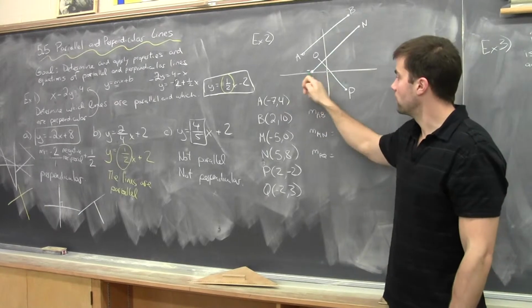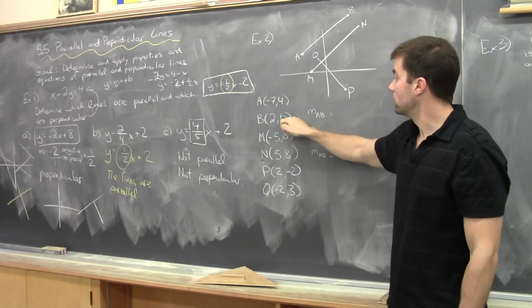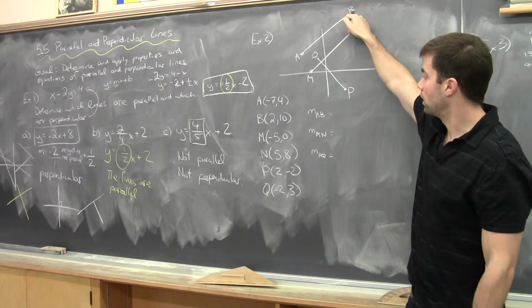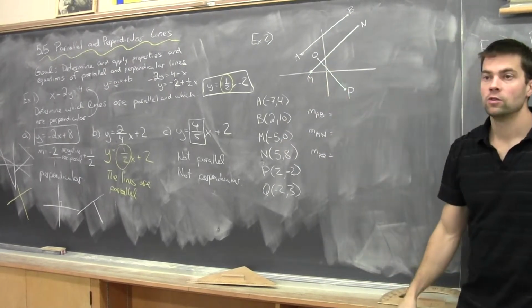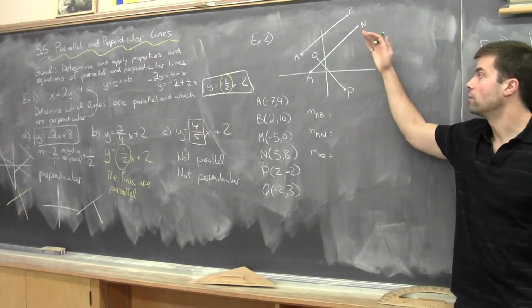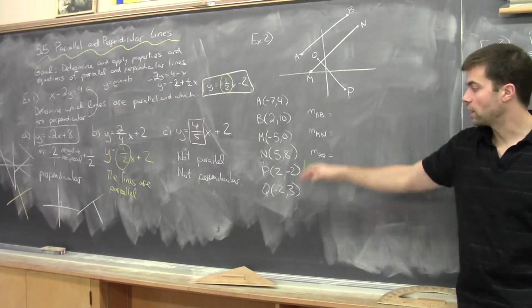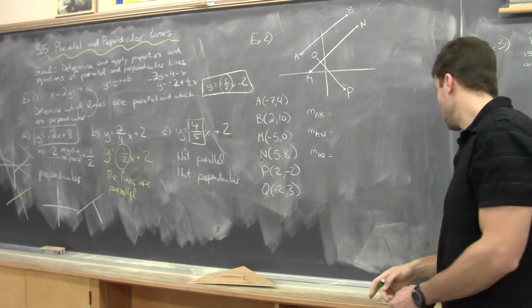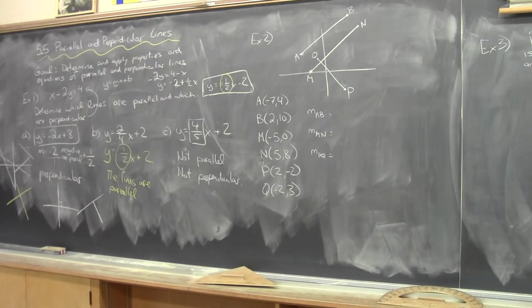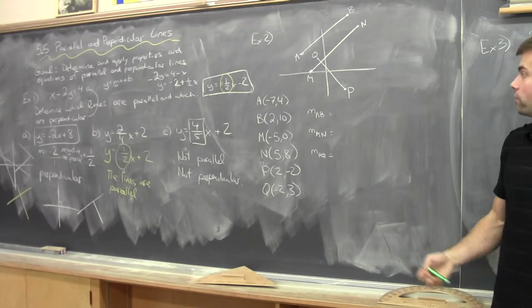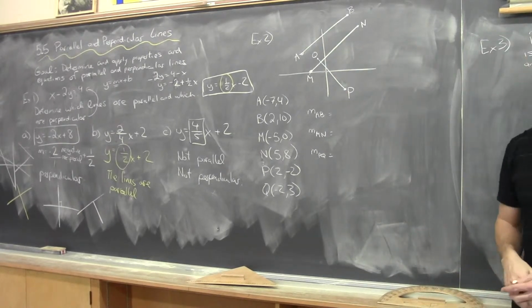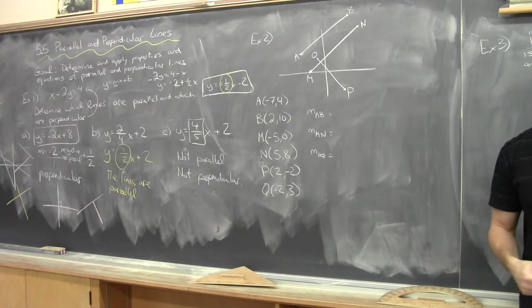So A is -7, 4, so A is here. B is 2, 10. M is -5, 0, all right, etc. So they got these points from the graph. They looked at the graph, they found out where the points are, and they came up with this. The question reads, which line segments are perpendicular? All right? So you can look at the graph right away and you can see the only one that really is under consideration would be what? David?